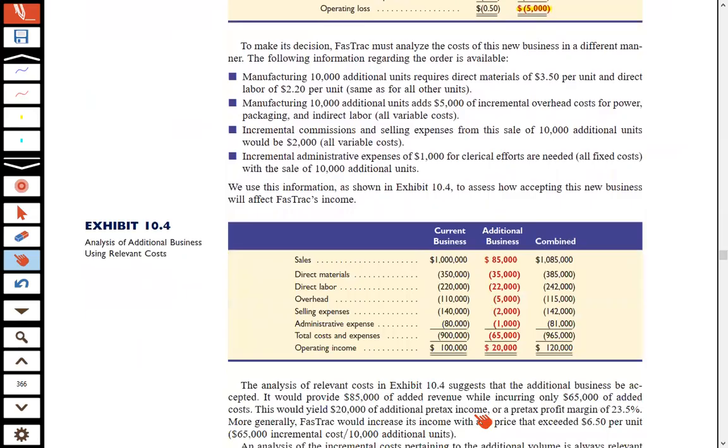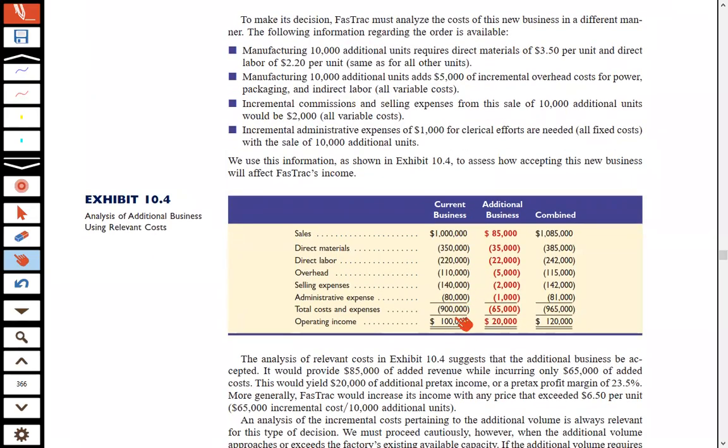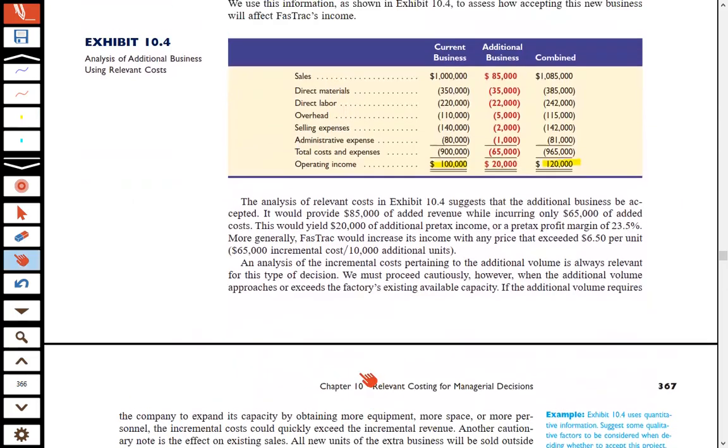Now, this is the current business. This is the additional business. Both will be summed to a total. And finally, we got what? Operating income of a total of 120,000. And if that offer is not accepted, then we will get a total of 100,000. Now it is very clear, it is a very wise decision to use the extra capacity and to earn the extra revenues. Now this analysis will clear the viewpoint.